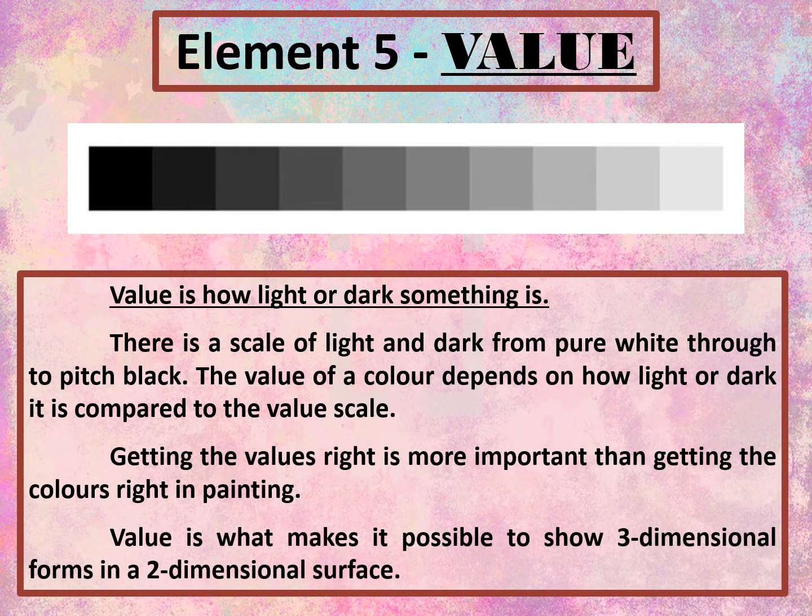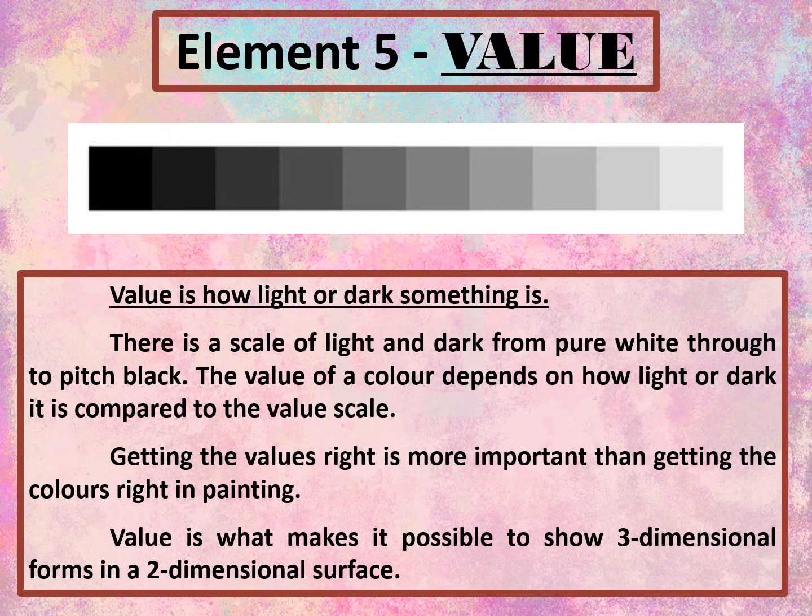The fifth element is the value. The value is how light or dark something is. So there is a scale of light and dark in the above picture, from pure white through the pitch black. So that is the value in art. The value of a color depends on how light or dark it is compared to the value scale. Getting the values right is more important than getting the colors right in painting.